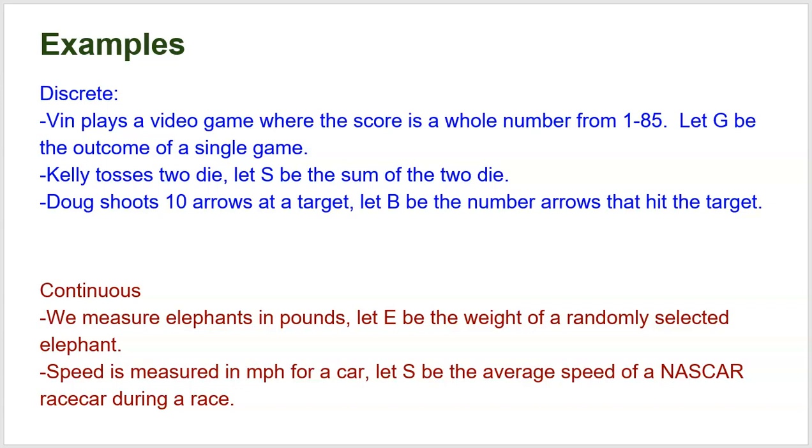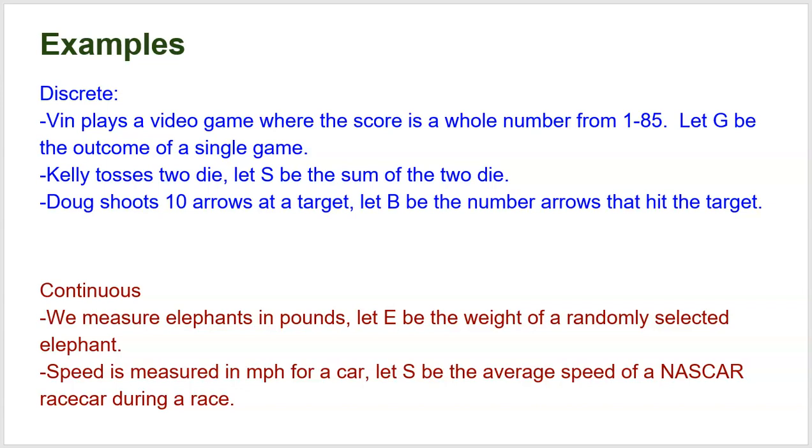Doug shoots 10 arrows at a target. Let B be the number of arrows that hit the target. Well, he's only shooting 10 arrows, so none of them can hit the target, 1, 2, 3, 4, 5, 6, 7, 8, 9, or all 10 of them can hit the target. That would be a discrete random variable. Again, the outcomes are numbers that I can make a list for.